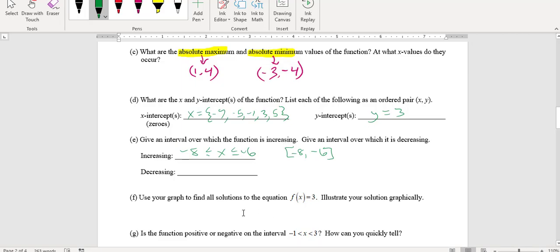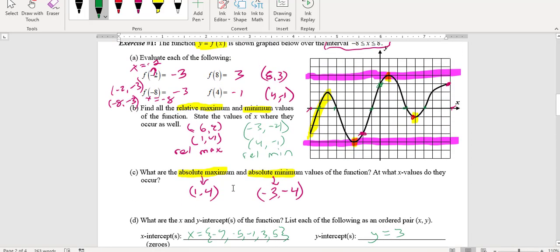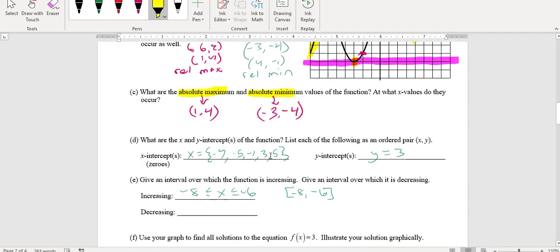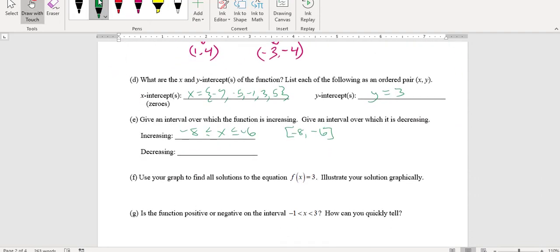Okay. Now we can pick an interval for decreasing. Just because I want to, I'm going to pick this interval right here. That starts when x is 1, and it ends when x is 4. So that would be 1 less than or equal to x less than or equal to 4. And again, another way we could write that is 1 to 4. Okay? All right.